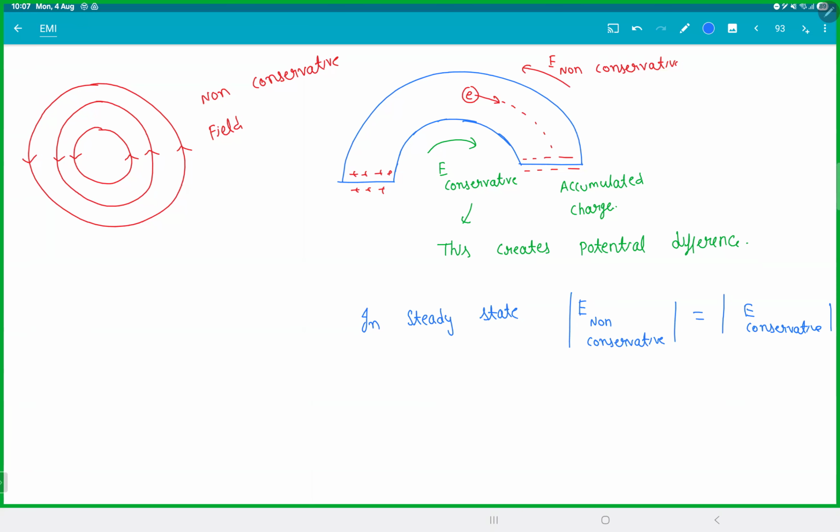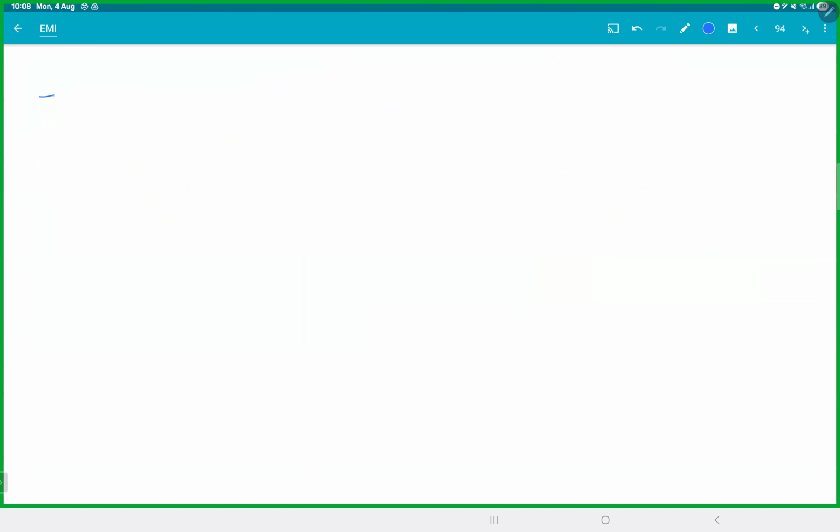So now we have everything ready. What is the whole story then? This is the whole story. Let's say you have a time varying magnetic field. This will create a non-conservative electric field. This will not create any potential or anything. This will not do anything. But now if you want to see potential, you need to put a conductor.